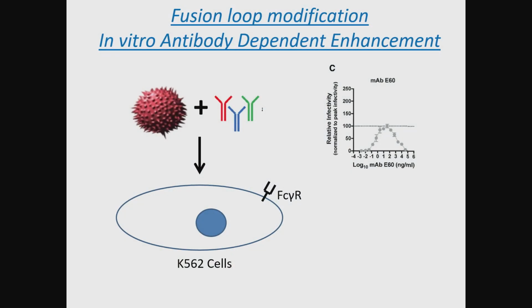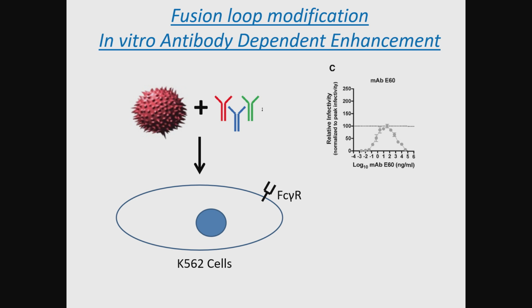The next thing we did was to look at antibody-dependent enhancement in an in vitro experiment. In this experiment, we incubate virus with the polyclonal immune sera, which is represented here by the mixture of antibodies on the right. This immune complex is then added to K562 cells, which are cells that express the Fc gamma receptor. So here's some example data shown on the top right. With very low levels of the antibody, we see a baseline level of infection.